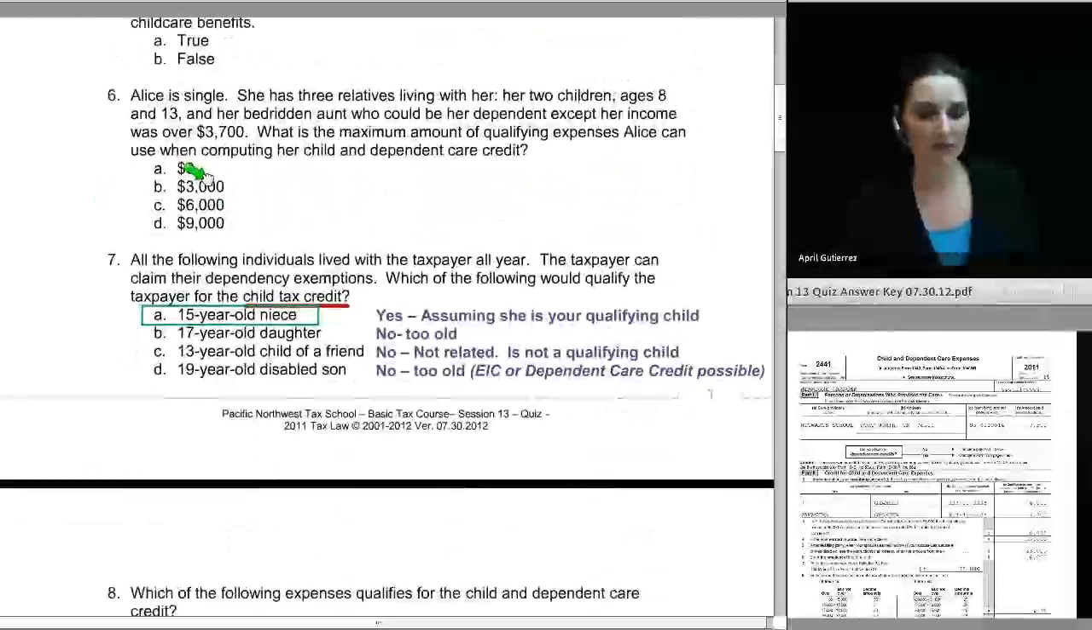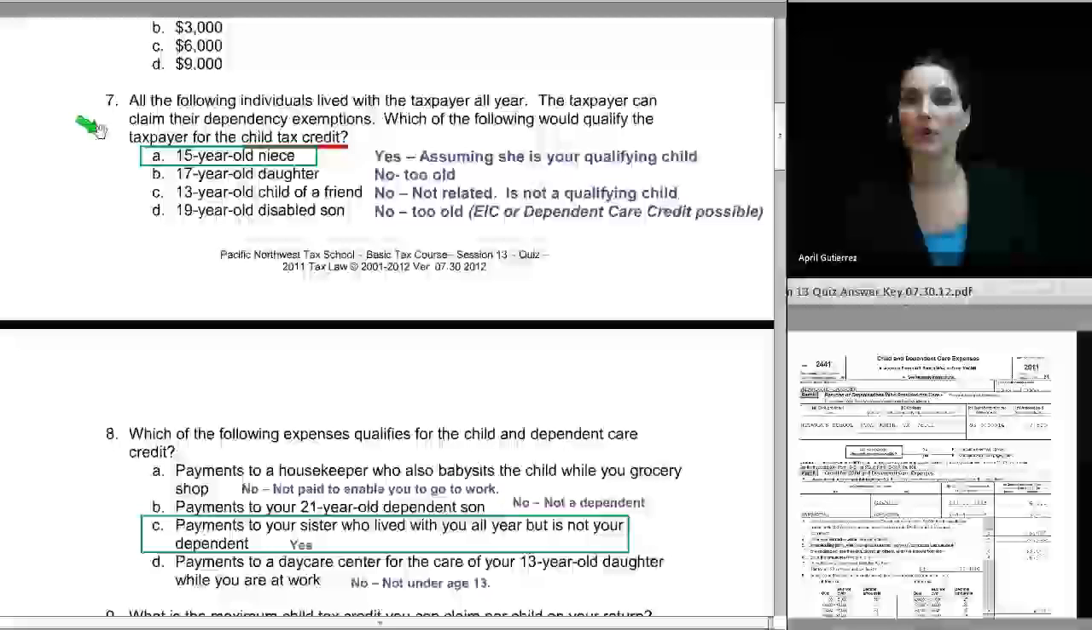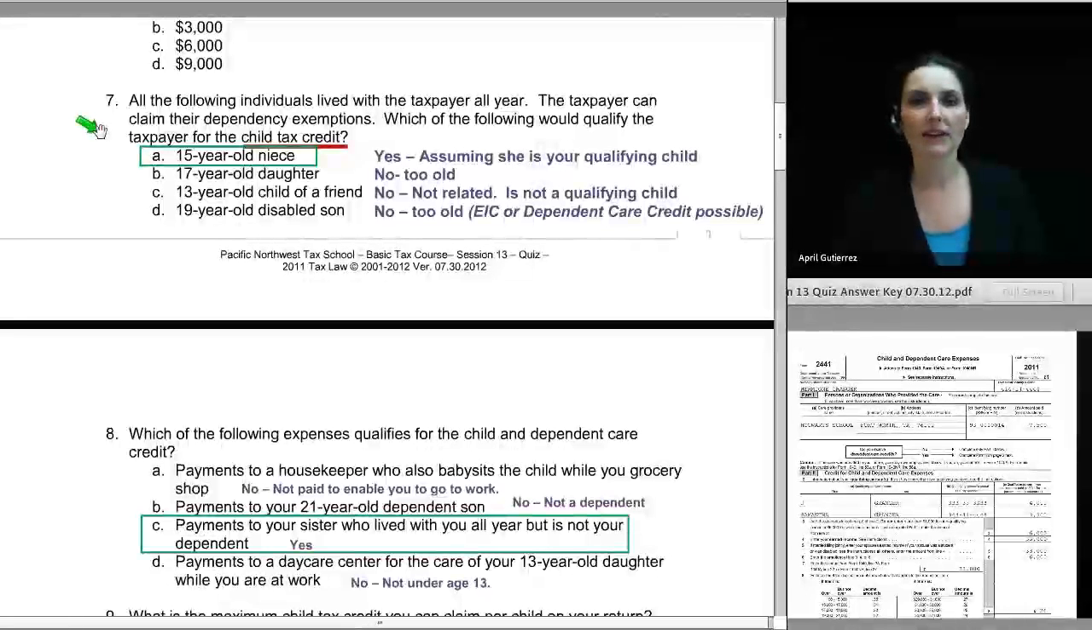Moving on to the next most frequently missed question, question number 7. All of the following individuals lived with the taxpayer all year. The taxpayer can claim their dependency exemptions. Which of the following would qualify the taxpayer for the child tax credit? And so we offer you some options, and as you can see, option A is the correct choice.